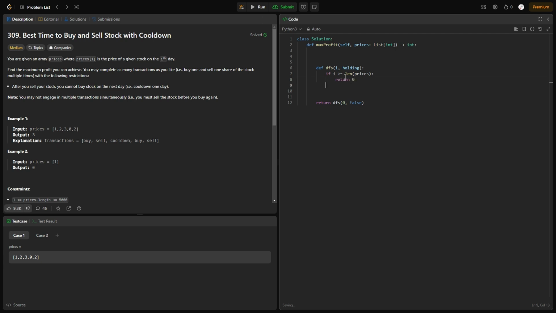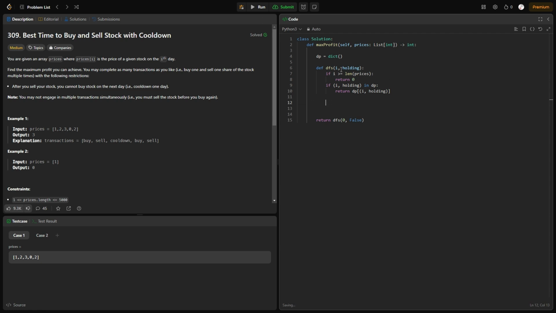Alternatively, we should also create a DP. This is going to be a dictionary in this case for our memoization solution, so that we make sure that we don't do the DFS on the same i and holding more than once. So if we've searched this before, so if the tuple of i, holding is in DP, that means we've searched this pair before and we can just safely return it. So let's return DP on the pair i, holding.